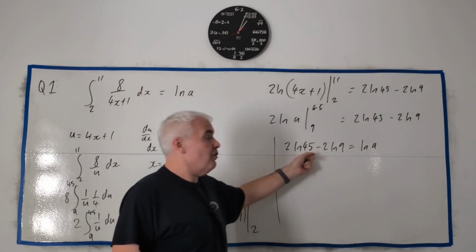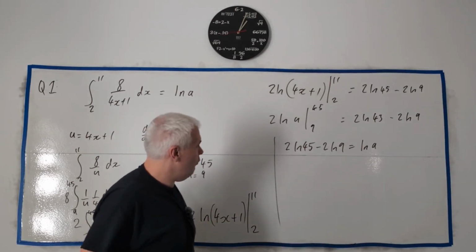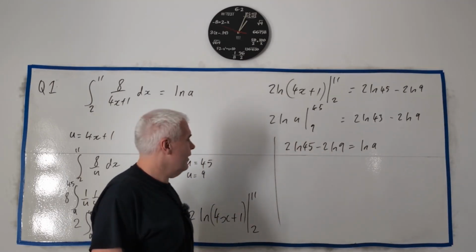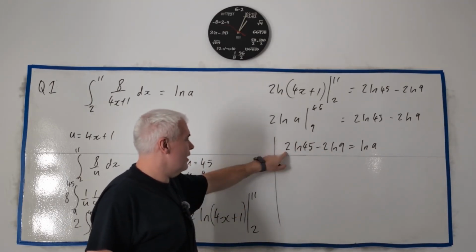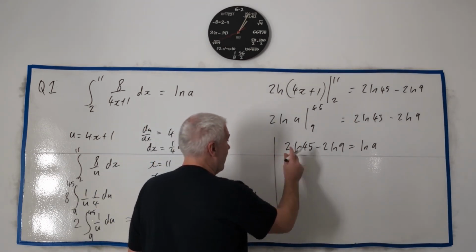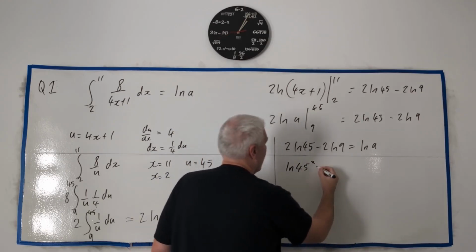You'd love to cancel the natural logs, but that's not how it works. You need the natural log all in one place. Also, these 2's here, they're trouble for it. So that's the first thing you need to do. You need to get rid of these 2's. The rule for logs tells us that this 2 outside is the same as natural log 45 squared.